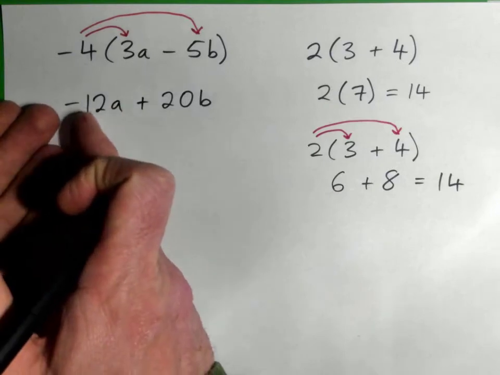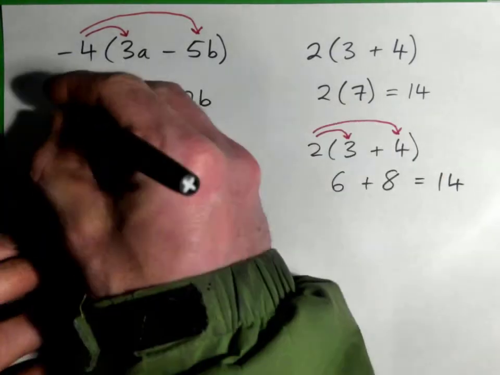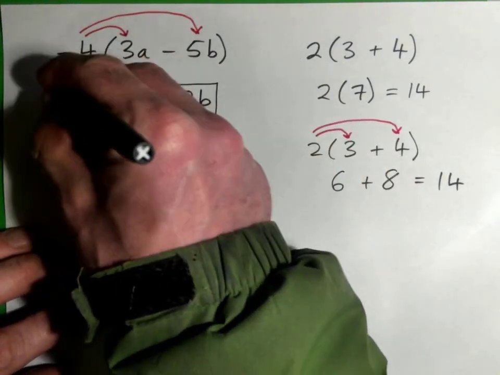And we still don't have like terms. It's just negative 12a plus 20b. That's it. Make sense? Yes. And so that is the answer. You're done. Right? Yep.